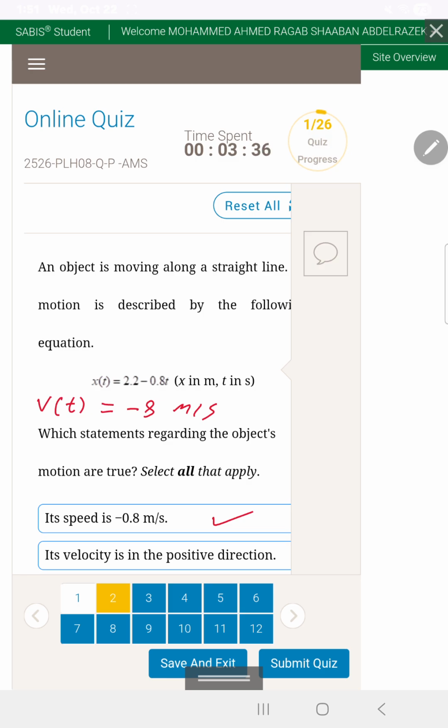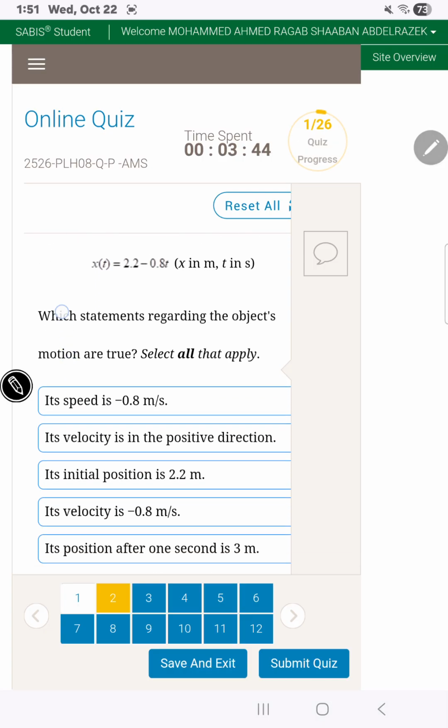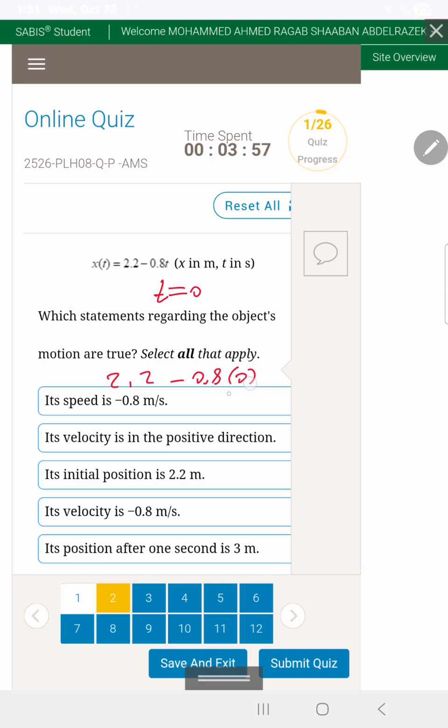Its velocity is in the positive direction. No, since the velocity is negative, it's in the negative direction. It's incorrect. Now we see the next option. Its initial position is 2.2. This is also correct because if you plug t equals 0, you get 2.2 minus 0.8 times 0, which is 2.2. So this means this option is correct.